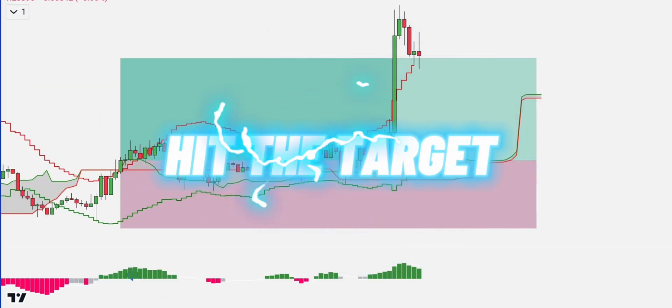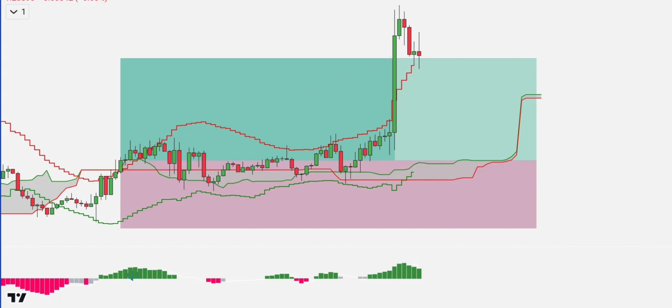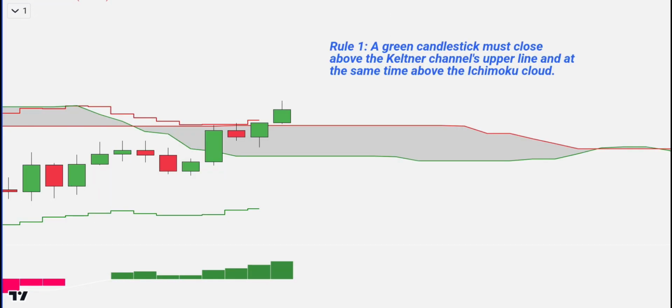When we consider a 1.5 reward ratio, this trade has been successful. Now, let's quickly dive into the last long position example for the purpose of gaining experience.